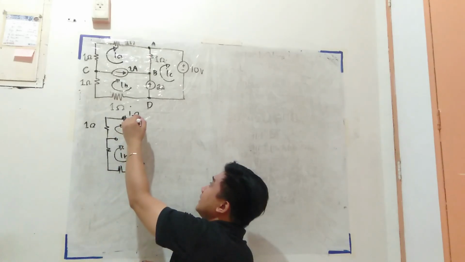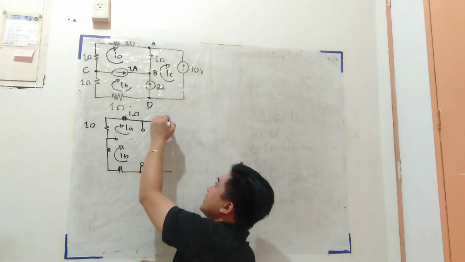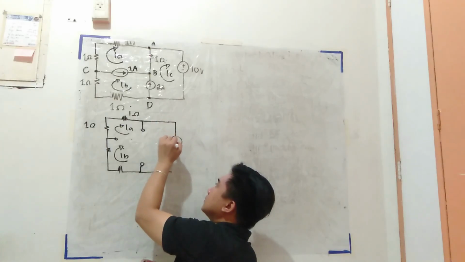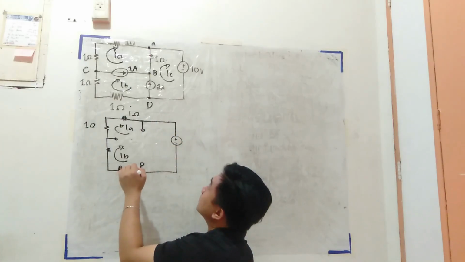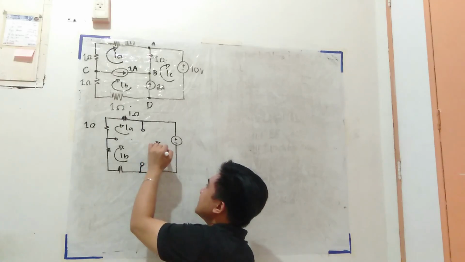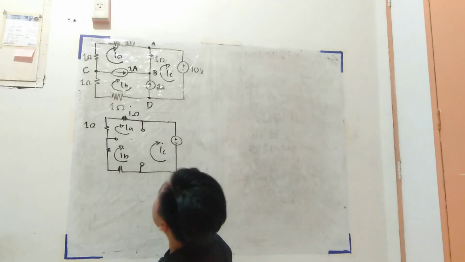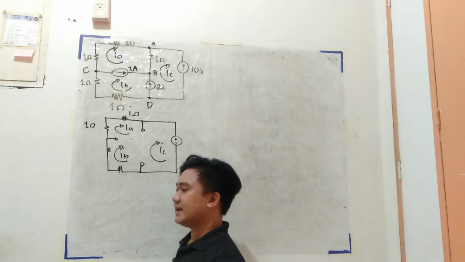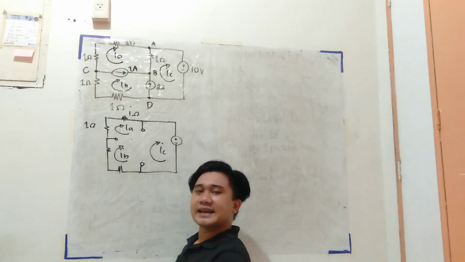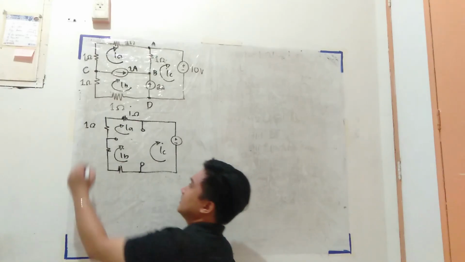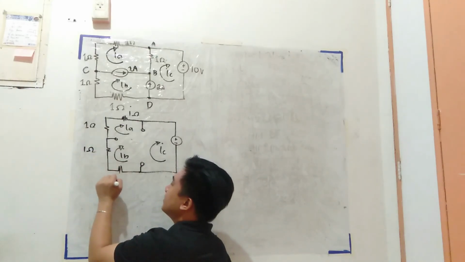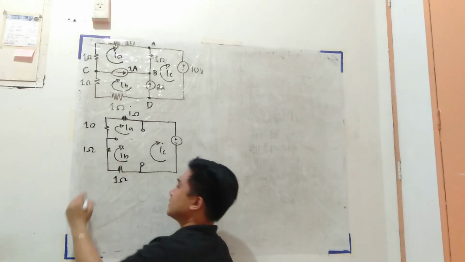Okay? And then, si 10 volts. At ang nandito naman ay si IC. Yan. Katulad diba? Okay na. So, pwede na tayong mag-supermesh. 1 ohm lang din to, tsaka 1 ohm lang din to.